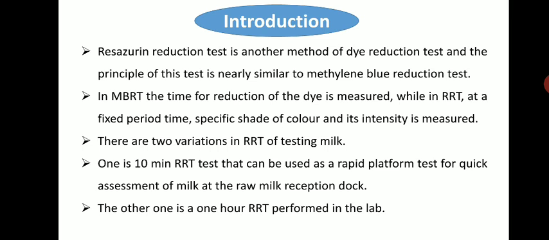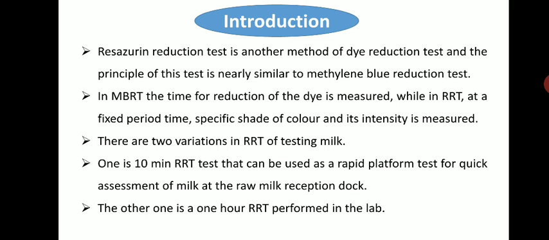In that we have seen that reduction of the dye methylene blue basically depends upon redox potential and microbial activity. In a similar way, in the Resazurin reduction test also, the reduction of dye depends upon microbial activity as well as redox potential, but here we analyze the test at a fixed period of time, and in this test we have to observe the specific shades of color and their intensity is measured.